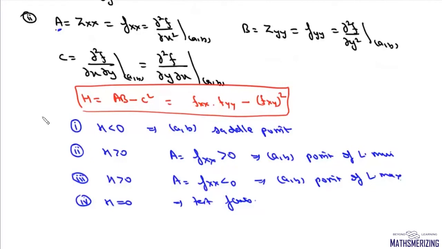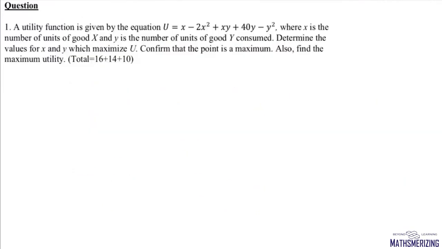In the next video, we'll discuss the logic behind the conditions in the second derivative test. Now let us take up an example. Say for example, a utility function is given by the equation u equals x minus 2x square plus xy plus 40y minus y square, where x is the number of units of good x and y is the number of units of good y consumed.